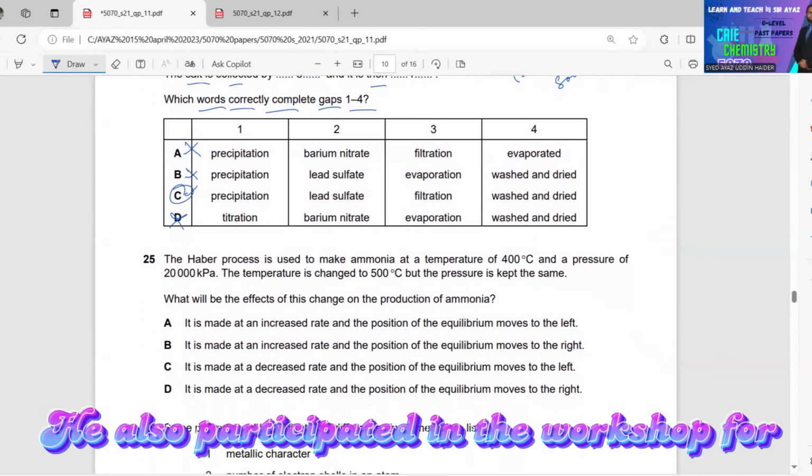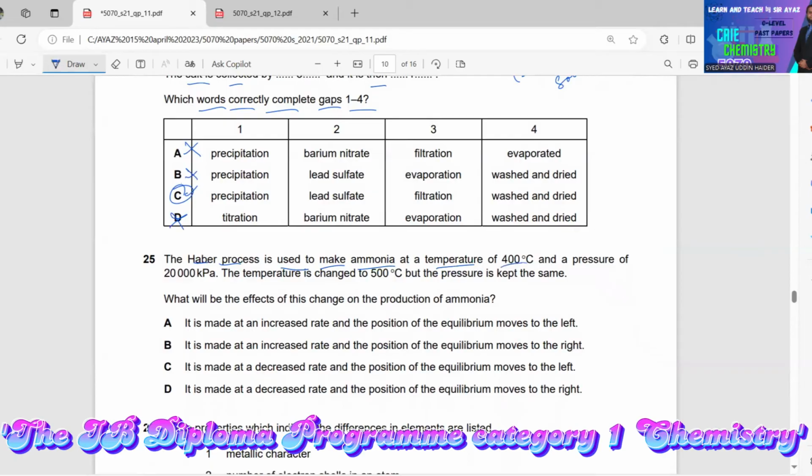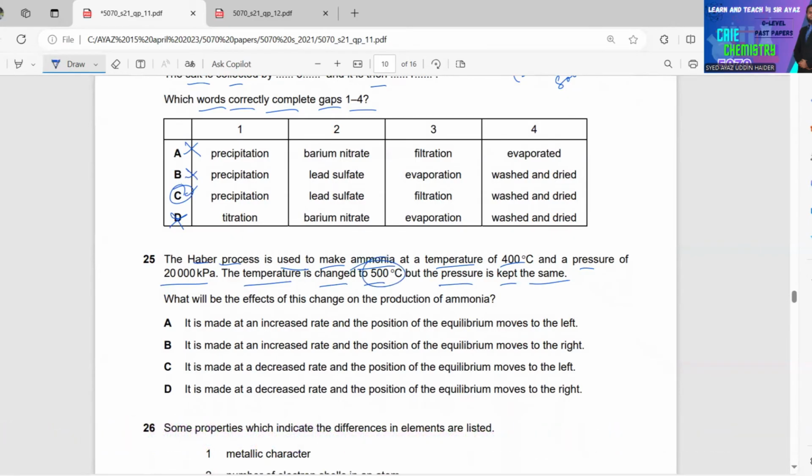25. The Haber process is used to make ammonia at a temperature of 400 degrees centigrade and a pressure of 20,000 kPa. Temperature is changed to 500 degrees centigrade, but the pressure is kept the same. Now they have increased the pressure. Remember, the Haber process, it's an exothermic process, which means it will favor low temperature.